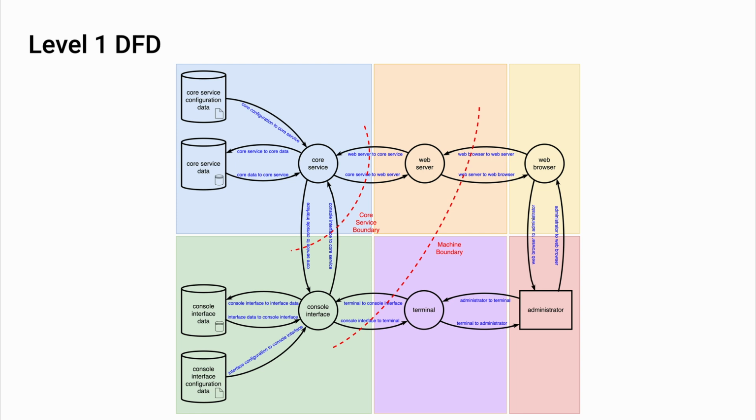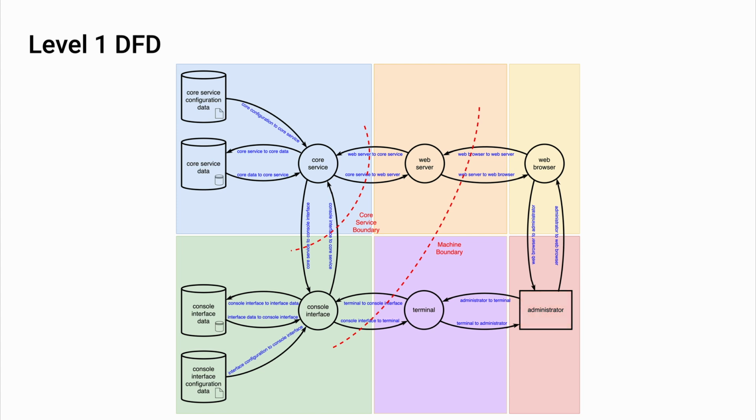This is the level 1 DFD that was shown in the overview training. And let's look at it in a bit more detail. All the processes shown have been directly translated from the block view. You'll notice that the names are fully unambiguous. We have core service, web server, web browser, console interface, and terminal. Likewise, the interactor is fairly straightforward in terms of its translation to just administrator.